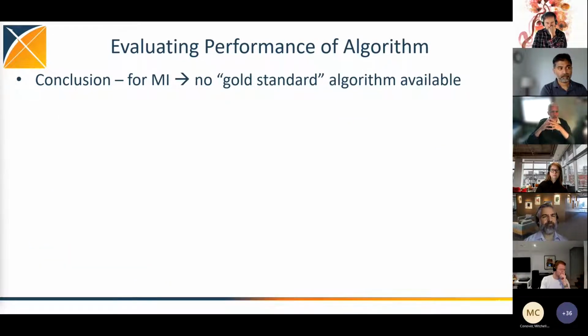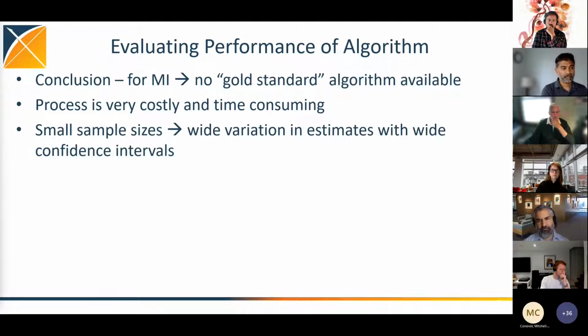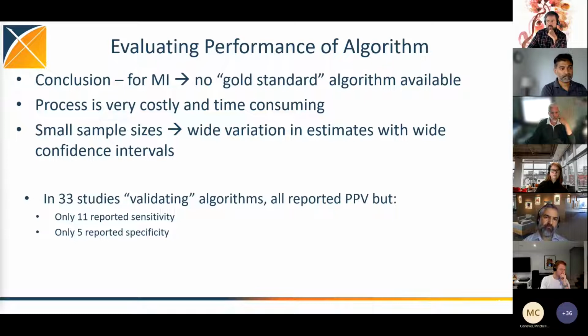The conclusion that Robo found was that for MI, there's really no gold standard algorithm available. The process is costly and time consuming, and you have small sample sizes, which means that you're going to have wide variation in the estimates and wide confidence intervals. The other thing they found in the 33 studies validating the algorithms, all reported the positive predictive value, but only 11 reported sensitivity and 5 reported specificity. And the question is, is this really validation?